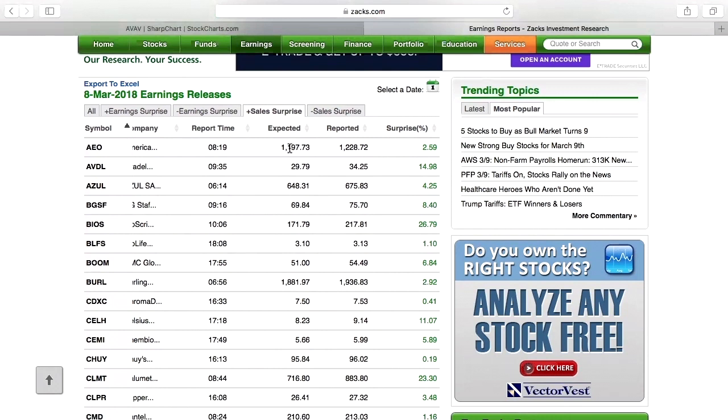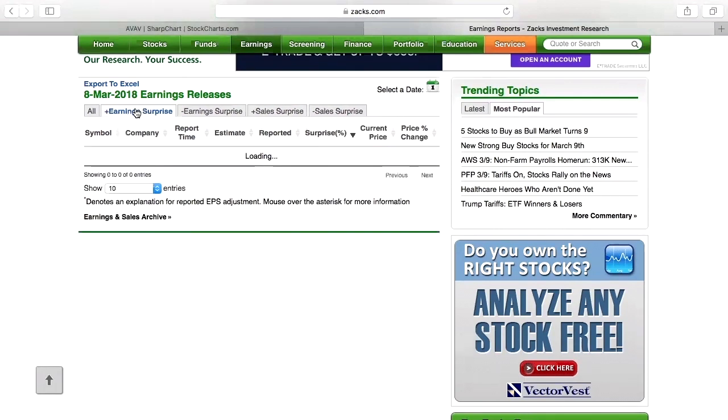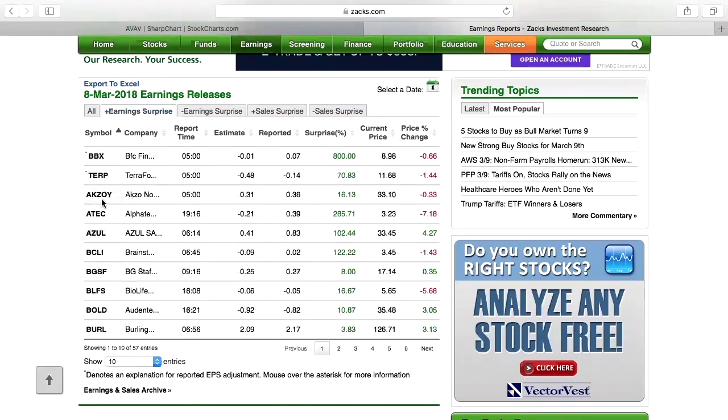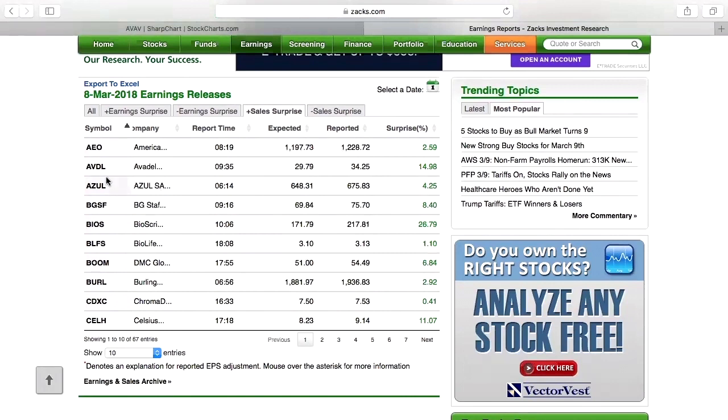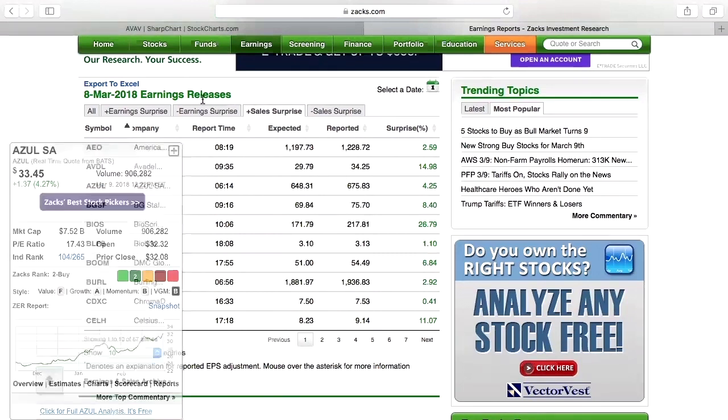So let's just start with AEO. And you see AEO beat on the top line. But if I go over here to the earnings surprise and I sort, notice AEO is not here. So it beat on the top line, but it did not beat on the bottom line. So I would eliminate it. That would not be something I'd be looking at. The next one on the list here you can see is AZUL.